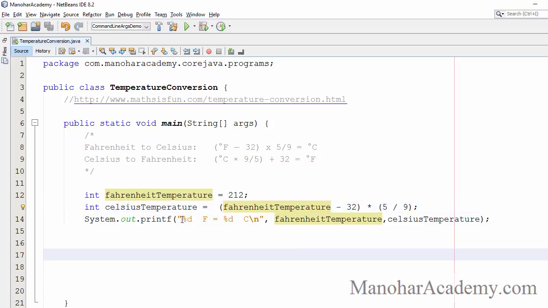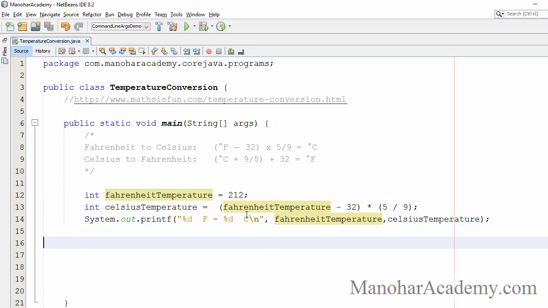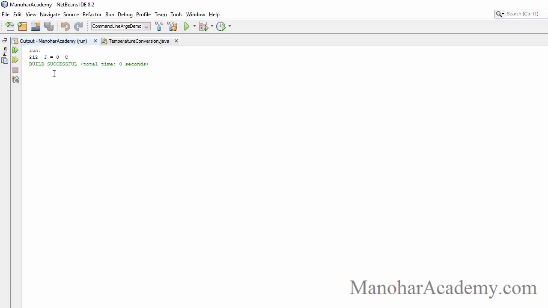Okay, then I'm simply printing a statement saying Fahrenheit temperature equal to so and so degrees Celsius temperature. So let's run this one. Do you see any issue here? Basically we have taken a Fahrenheit temperature, then we simply applied this formula to convert it to Celsius. Let's run this one. Wow, 212 degrees Fahrenheit should be 100 degrees Celsius, but we are getting 0 degrees Celsius.